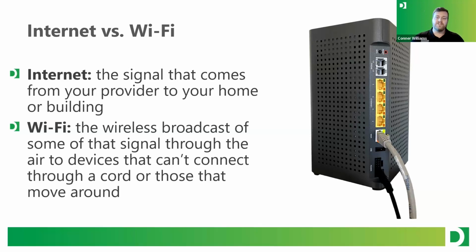Devices can then connect to that signal wirelessly and access the internet to stream, game, video chat, email, and so forth, right? Devices can also connect to the internet through a direct wired connection as well. And we'll talk about this in a moment too. But first, how exactly do internet signals travel back and forth to and from devices? We'll talk about this on the next slide.